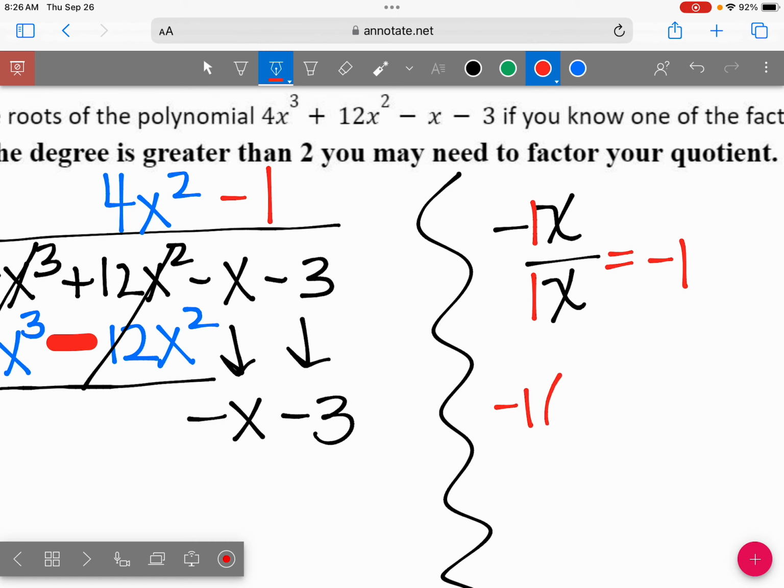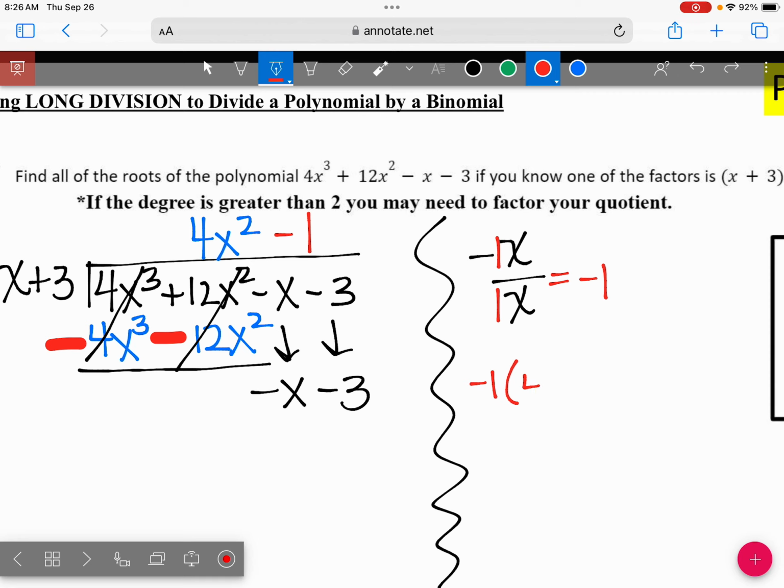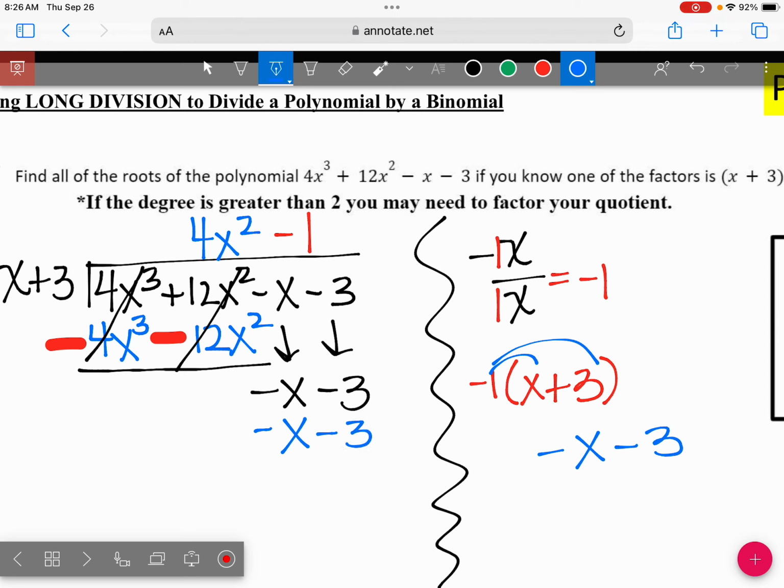Now you're going to take -1 and multiply that by x plus 3. So that would be -x minus 3. We're going to bring that over, and we have to change the signs. So this becomes a plus and this becomes a plus. So now it equals 0.